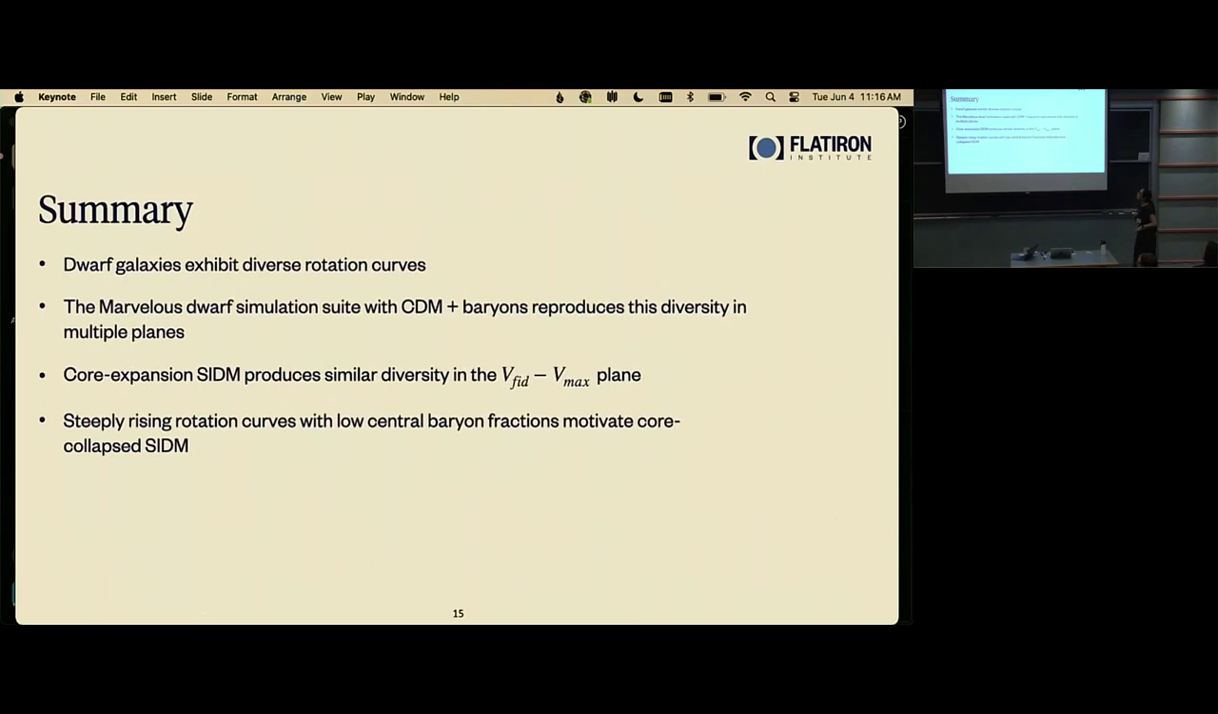Okay, so diverse dwarf galaxies exhibit diverse rotation curves, and the MARVELous dwarf simulations with CDM and baryons are able to produce this diversity in multiple planes. The core expansion SIDM with baryons produces similar diversity in the VFID Vmax plane, but there are some differences that we're still exploring, which may be related to Robin's earlier comments. And these steeply rising rotation curves with low central baryon mass fractions, I should say, motivate core collapse SIDM, which is also something that we're exploring, but still doing some numerical convergence testing on.